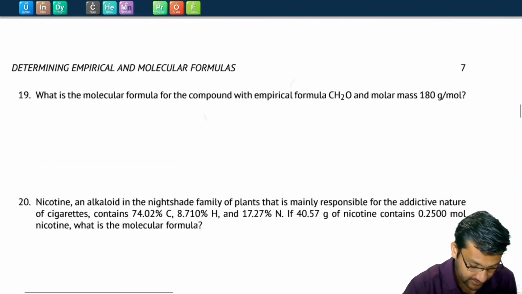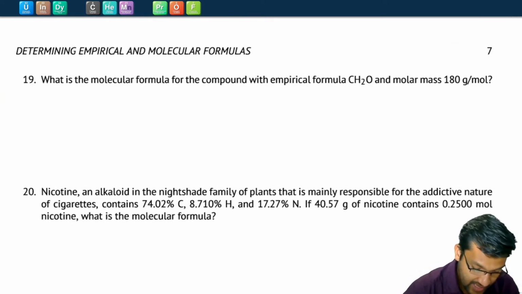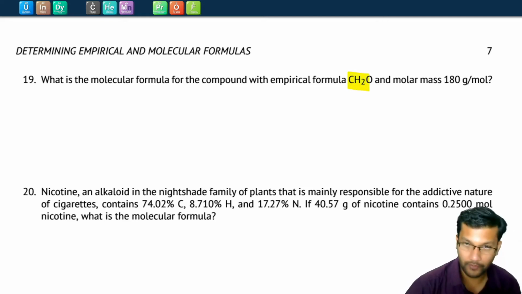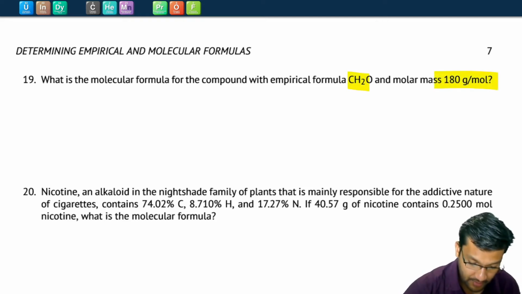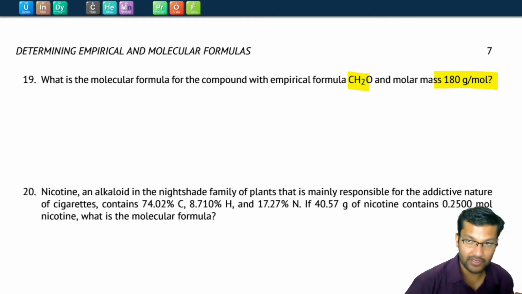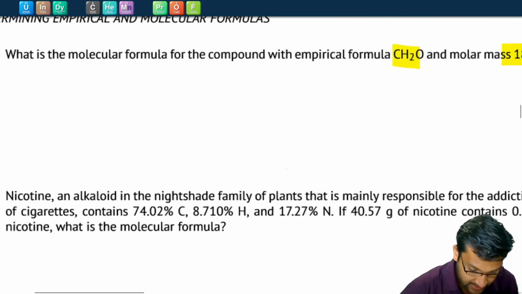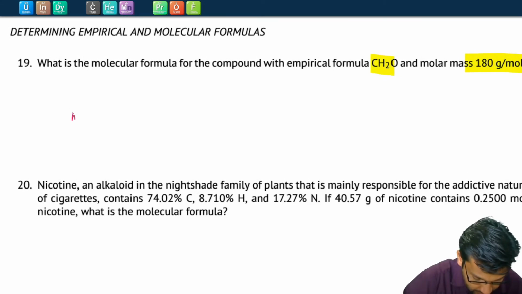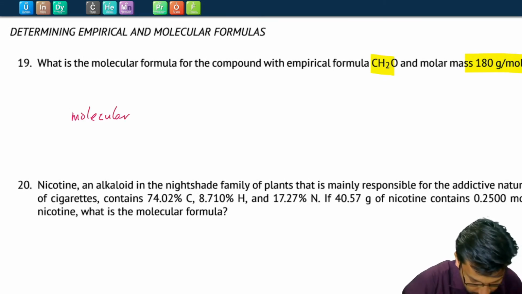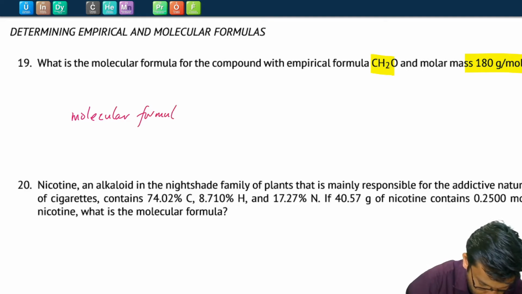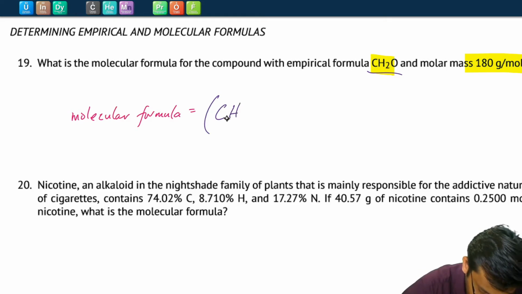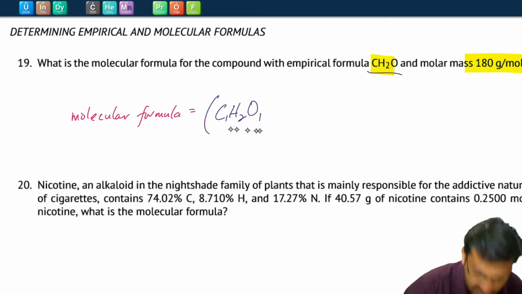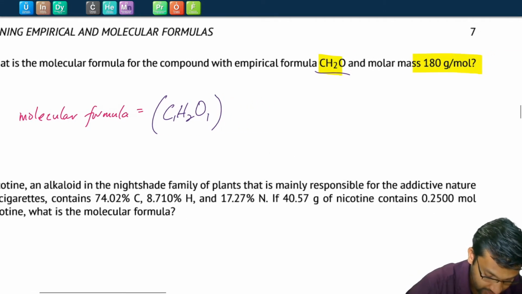So let's look at number 19. It says that we have some compound with empirical formula CH2O. They give us the molar mass of the compound, and they're asking us for the molecular formula. So let's look at it. We know that the molecular formula is just the empirical formula, so that's C1, H2, O1. I'm just putting the 1 here to remind ourselves that that's actually a 1 right there.